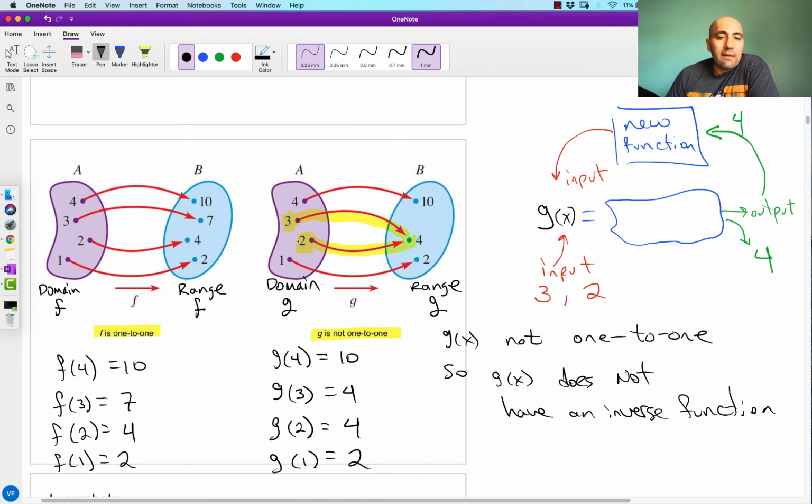So if I, for example, canceled out the 2 from the domain here, I could say g of x is one-to-one as long as we restrict the domain by canceling out the 2. Okay, that might work in some cases, but that's not where we're heading in this class. That's overly complicated. For us, we're just going to say, nope, this one doesn't qualify. Let's stay with the ones that do qualify as a function that can have an inverse.